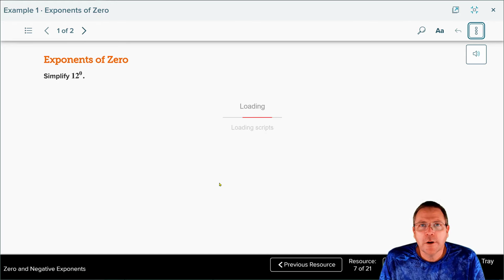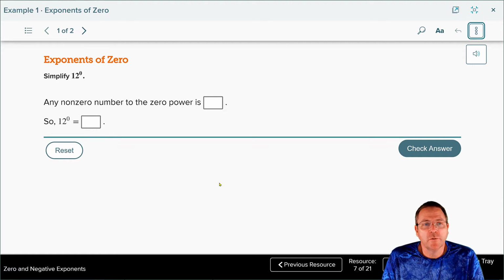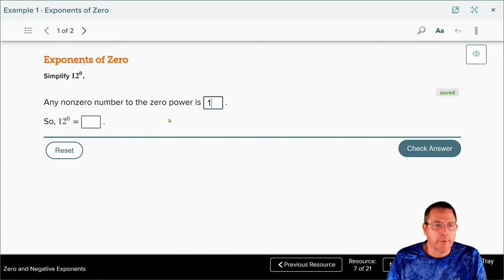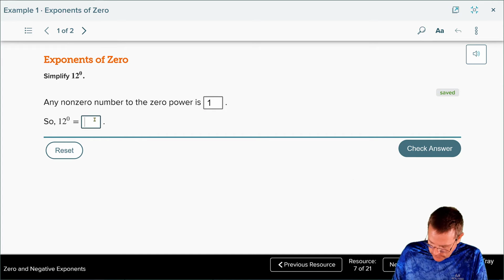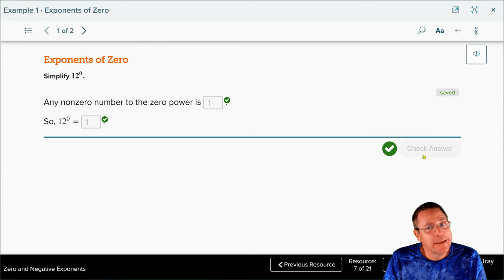So let's take a look at a textbook example of how to solve a problem. Simplify 12 to the 0th power. Any non-zero number to the power of 0 is equal to 1. Type a 1 in there. So 12 to the 0th power is equal to 1. I'm telling you guys, this isn't a hard concept here.